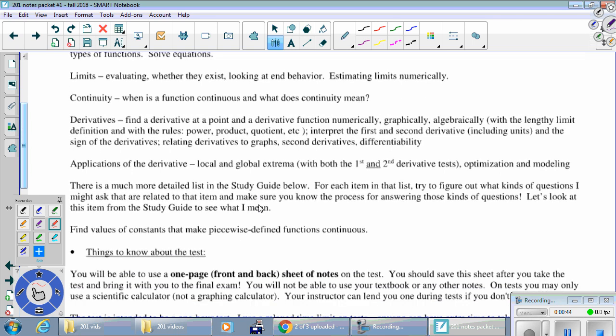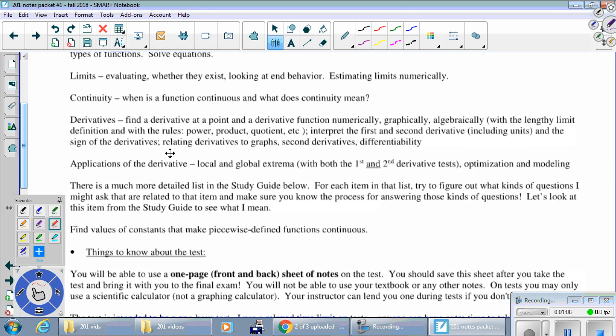For limits, you should be able to evaluate them. You should be able to determine whether or not they exist. You should be able to look at end behavior to figure out the values of a limit that I ask you about. You should also be able to estimate some limits numerically, meaning with a table of values. Continuity, I want you to know when a function is continuous, and I want you to know the definition of continuous at a point.